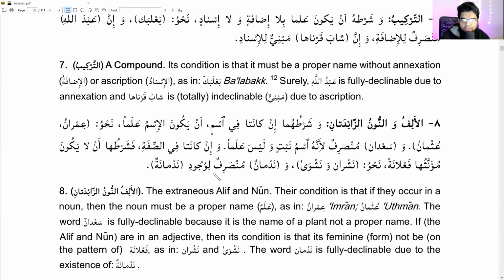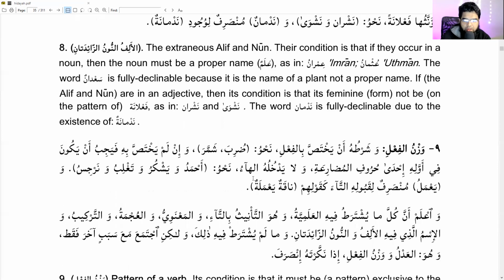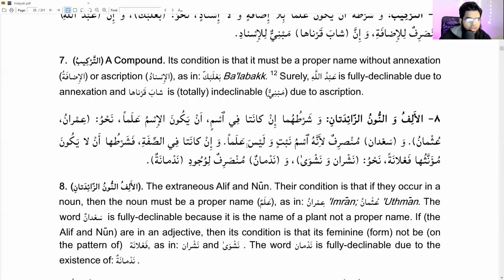وَنَدْمَانٌ مُنْصَرِفٌ لِوُجُودِ نَدْمَانَة. And Nadman is munsarif. Now you might say, okay, Alif Noon has come, so make it ghair munsarif. No, it is munsarif because it is Nadmana. The feminine pattern is there. So if anything accepts Ta Marbuta, that's treated by the Arabs like a munsarif. And what does Nashran mean? I don't know. Let me check.